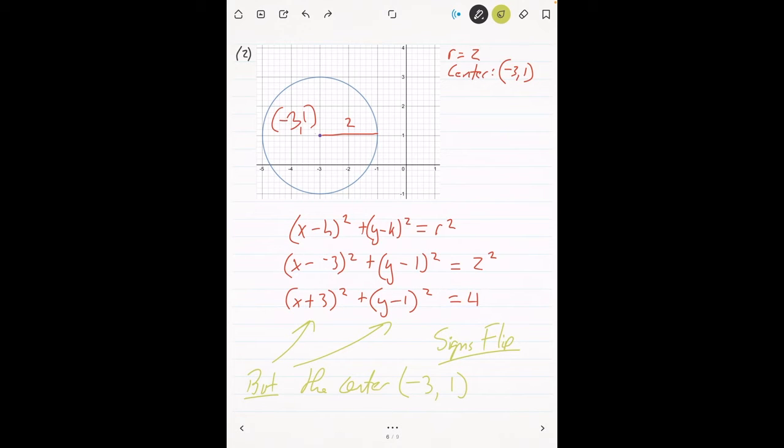Be very careful with your signs and understand that though we have x plus 3 here, it's really -3 for our center. And though I have y minus 1 right here, it's really +1 for the y part of our center. So be aware of the differences in sign, get comfortable with that, try to do some examples, and really try to understand what the equation is telling you about where the circle is located on the graph and what the size of the circle is.